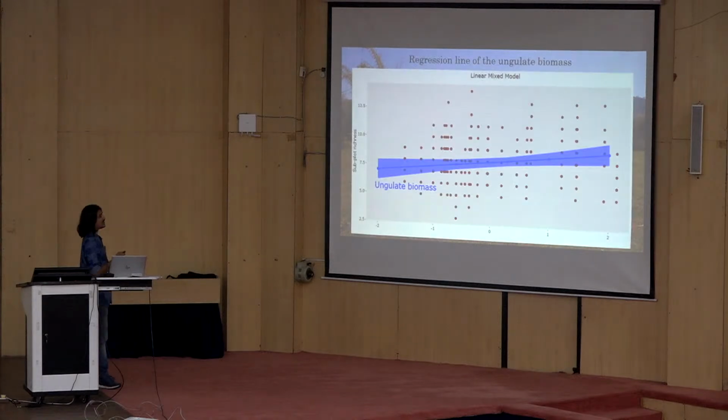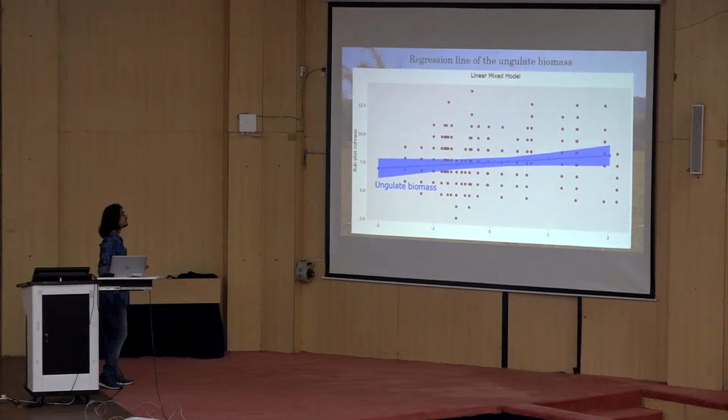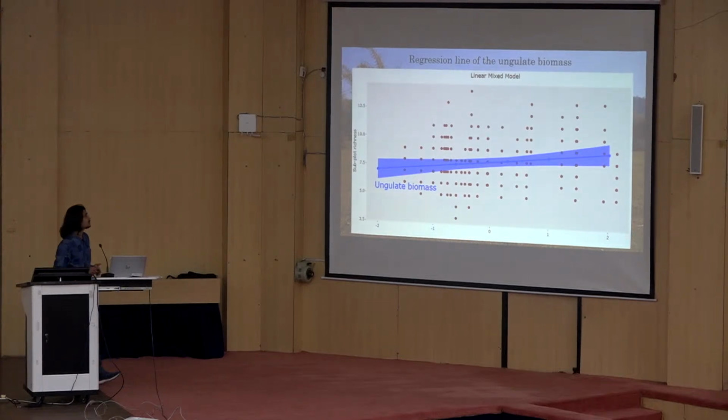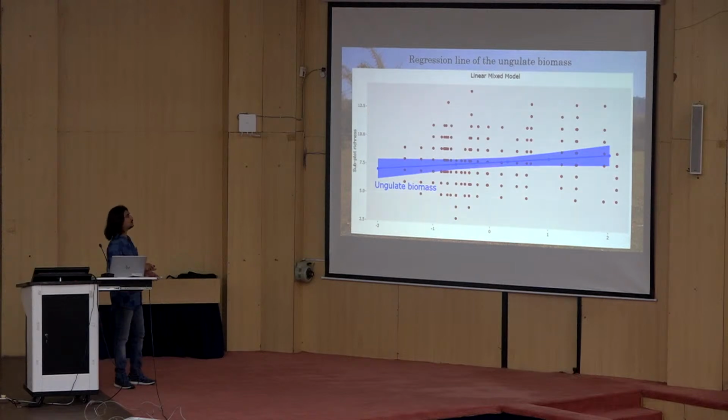So this is a graph showing the linear mixed model. The blue line represents the regression line of grazing biomass, and the points represent the subplot species richness across the plots.